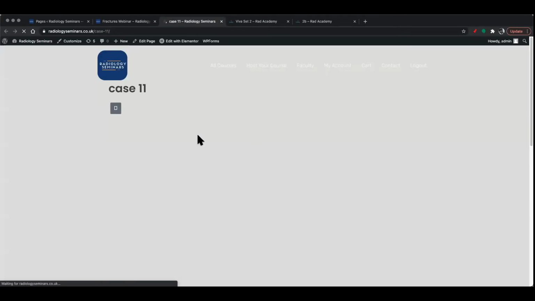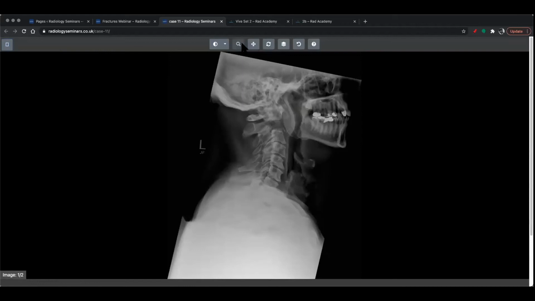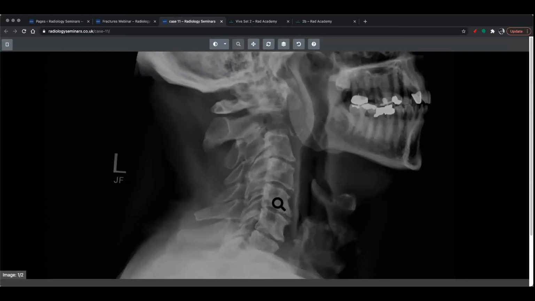I think everyone's doing really well. Okay, so case 11. C-spines: genuinely, I think people get really, really stressed about C-spines. So again, if you see it, you go for it. You tell me what you think is going on. Don't worry if you haven't seen it, no worries at all.